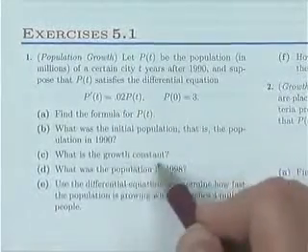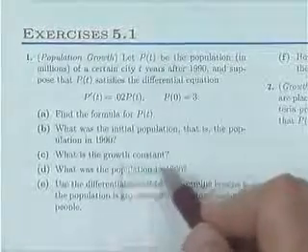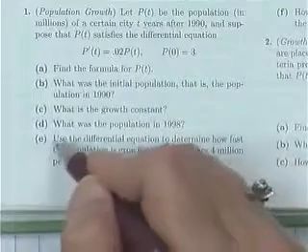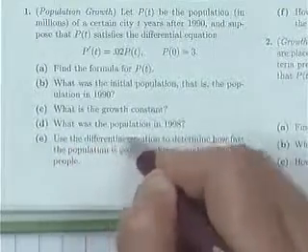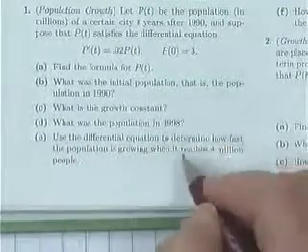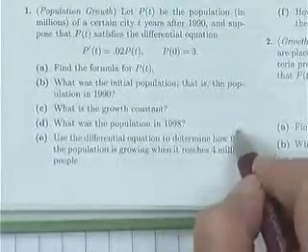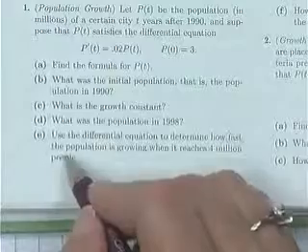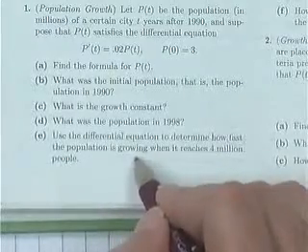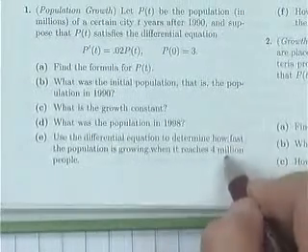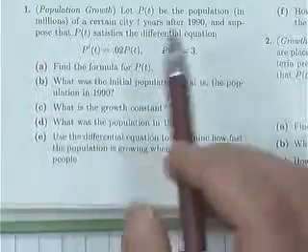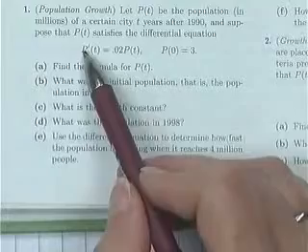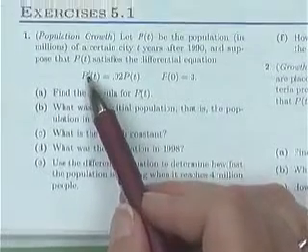Okay. And which is the growth constant here? 0.02. What am I not going to tell you on the test? I'm not going to tell you use the differential equation. I would say something like determine how fast. How fast. That tells you a rate of change. How fast is it growing? How fast? When it reaches 4 million people, what would your units be? What would your units for P prime of t be?